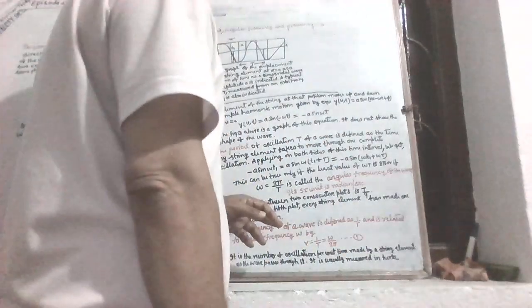The time between two consecutive plots is T by 4. Thus, by the fifth plot, every string element has made one full oscillation. The frequency nu of a wave is defined as 1 by T and is related to angular frequency omega by nu = 1 by T = omega by 2 pi. It is the number of oscillations per unit time made by a string element as the wave passes through it. It is measured in hertz.